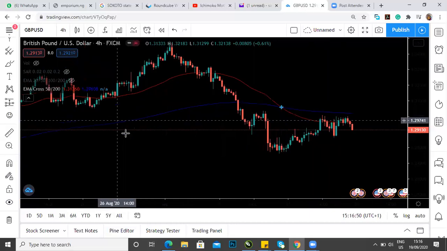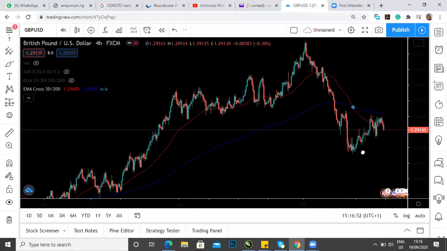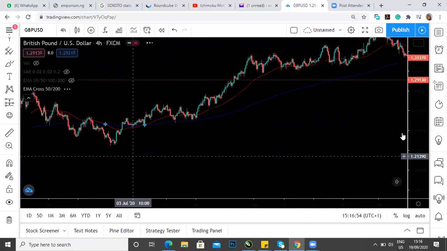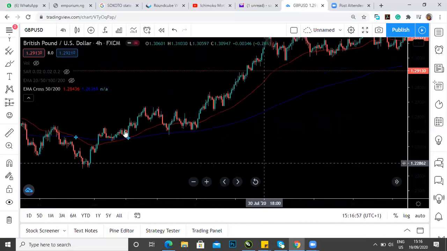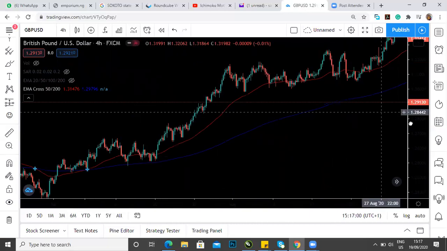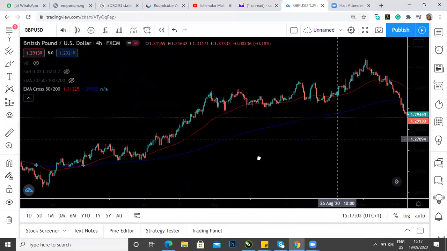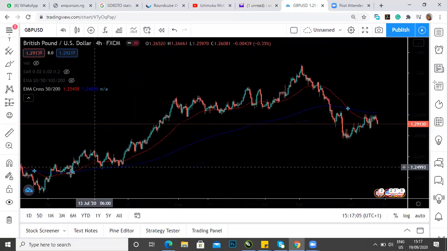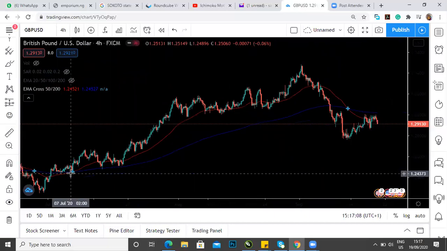Now, let me show you what a golden cross is. This is what I call a golden cross. Here is a golden cross. Can you see why people call it golden? Definitely it's an uptrend. When it crosses, just know that the trade is moving up.